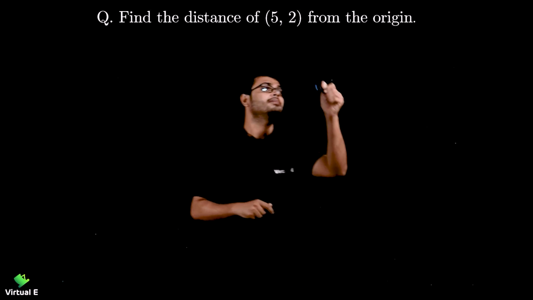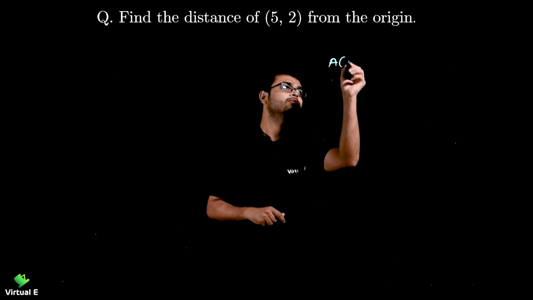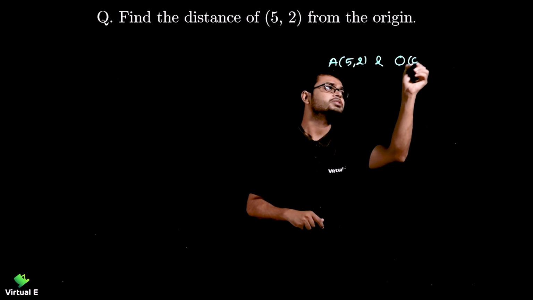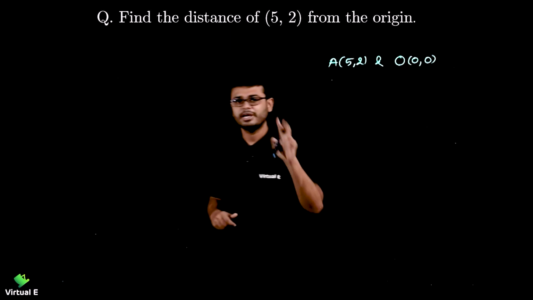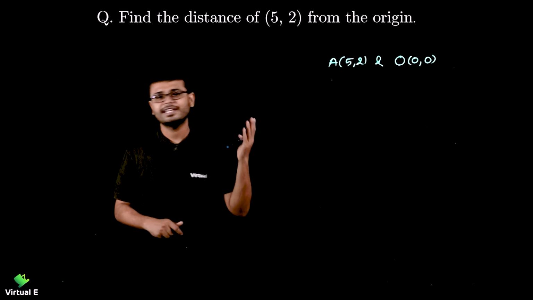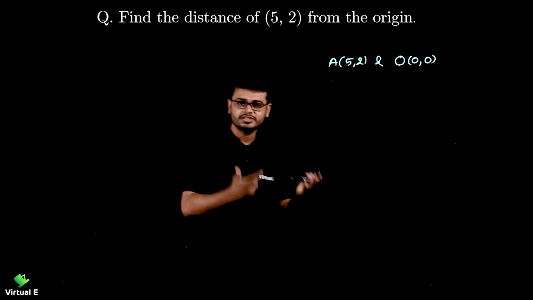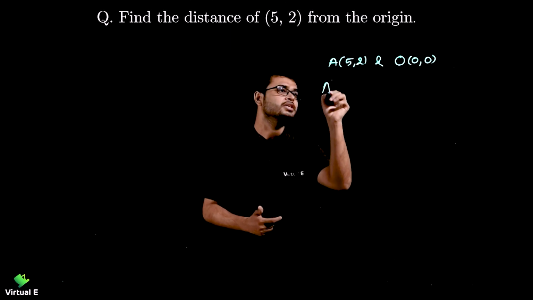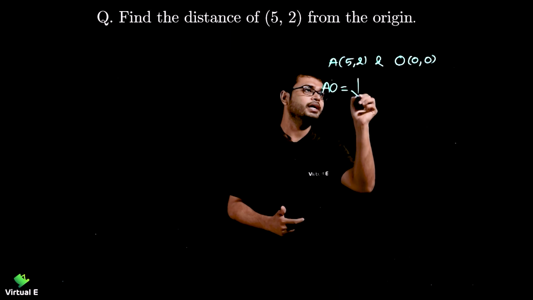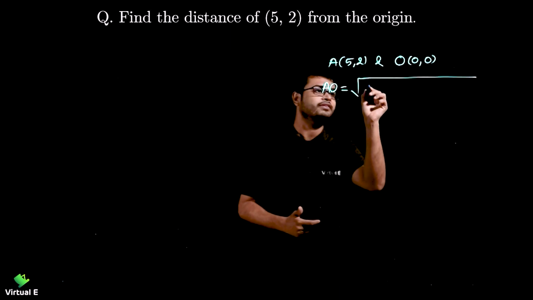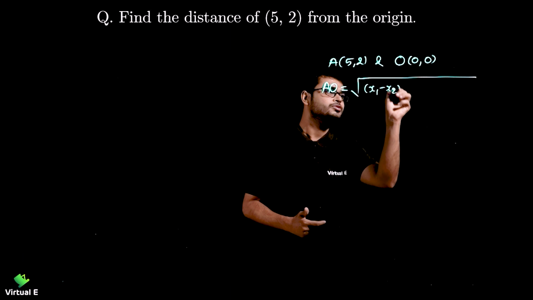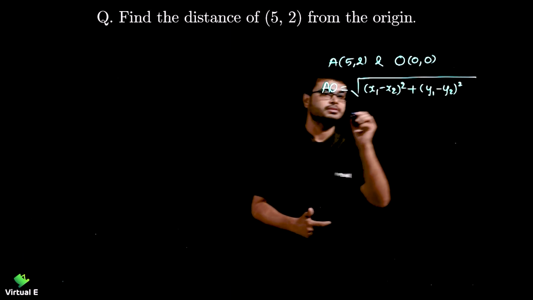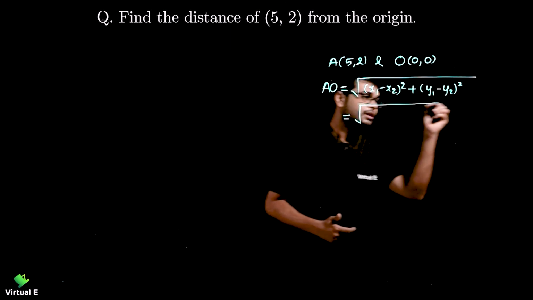Let's start. I am naming this point as A, which is (5, 2), and this origin as O, which is (0, 0). Done. My 2 points are there. Apply the formula and get the answer. This is very simple. You know what is the formula, distance formula, and get the answer. So I want to find the distance, which is AO. So again, square root. Let's write the formula: (x1 minus x2) whole square plus (y1 minus y2) whole square. Simple. Now let's get the values.